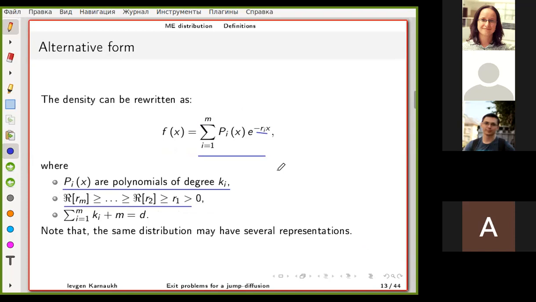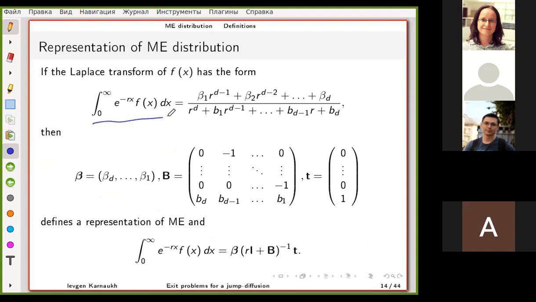To get a representation for the PDF given the Laplace transform, we can use the following expression for beta, B, and T. The inversion process in this case is very straightforward. We just need to get the coefficients of the numerator and denominator and put them into the corresponding places of this matrix. The ME distributions include the exponential distribution, ME distribution of order one, hyperexponential and Erlang distributions. Moreover, any phase type distribution is an ME distribution.